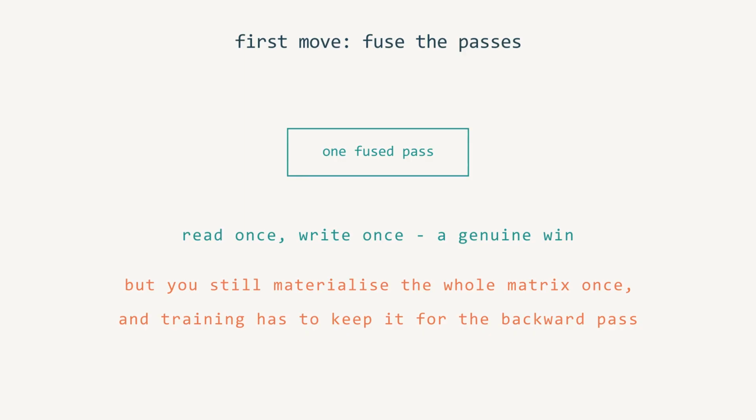You still materialize the full n by n matrix once, and in training, you still have to write it to memory anyway because the backward pass needs it. The paper says this directly. Saving intermediates for the backward pass is what limits naive fusion.